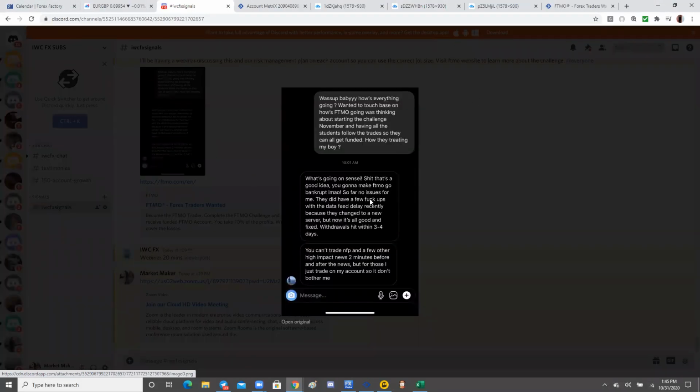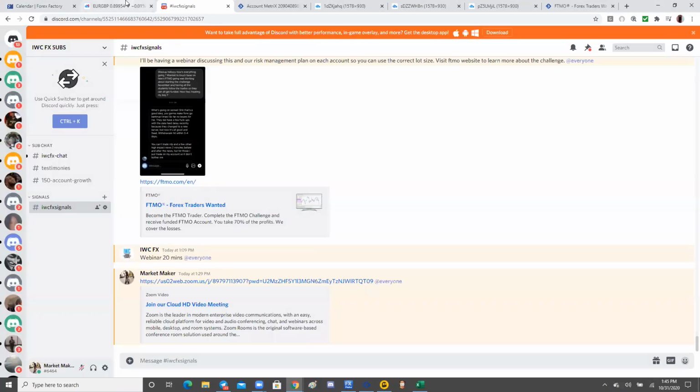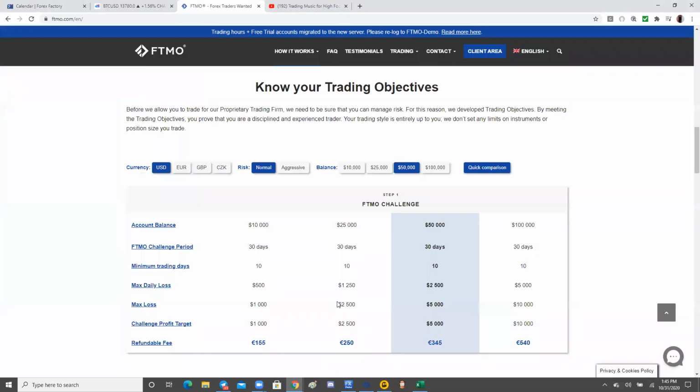So here we go. One of my students was letting me know that they had a few data feed delays recently, but they changed that to a new server. It's all good. The withdrawals hit within 3 to 4 days. You can trade NFP, but you can't trade news 2 minutes before and 2 minutes after. He said for that he just goes on his personal account. But that's all right.